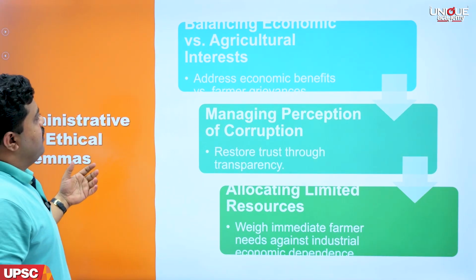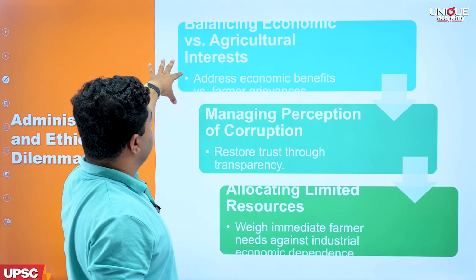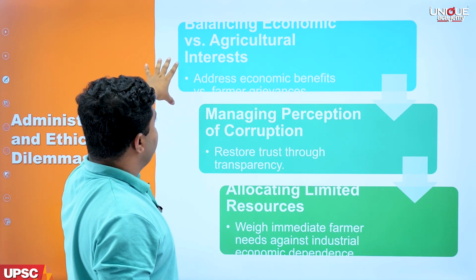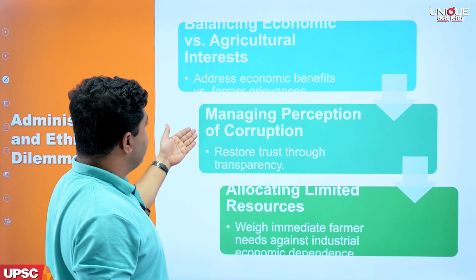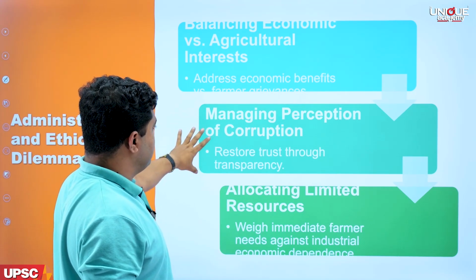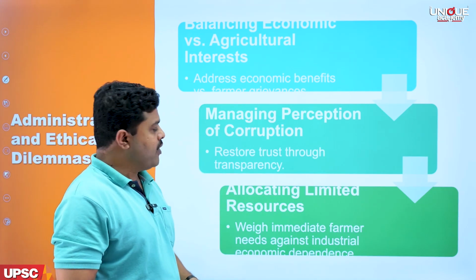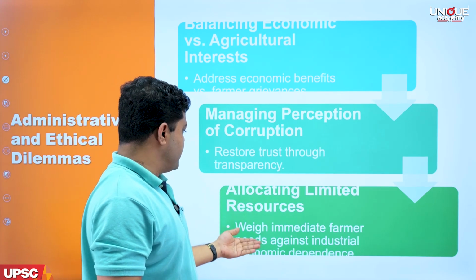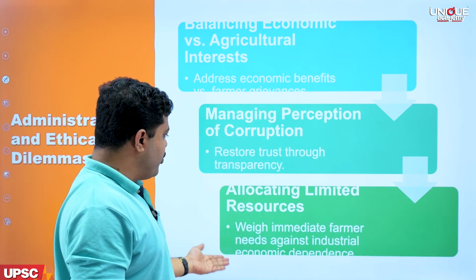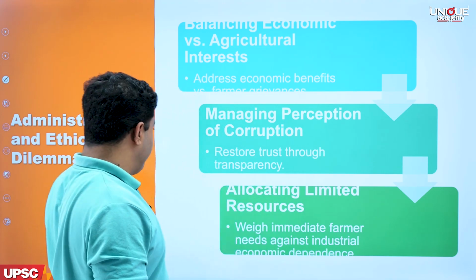इथिकल डायलेमा क्या है. फर्स्ट है बैलेंसिंग इकोनॉमिक नीड्स वर्सेस एग्रीकल्चरल इंटरेस्ट. सो यहां क्या करना है आपको, एड्रेसिंग इकोनॉमिक बेनिफिट्स वर्सेस फार्मर्स ग्रीवांसेस. सेकंड है मैनेजिंग परसेप्शन ऑफ करप्शन. सो आपको रिस्टोर ट्रस्ट करना है जो फार्मर में ब्रेक हो चुका है आपके बारे में या डिस्ट्रिक्ट कलेक्टर के बारे में. एंड अलोकेटिंग लिमिटेड रिसोर्सेस, ये कैसे करना है. तो ऑन वन हैंड यू हैव फार्मर्स, ऑन द अदर हैंड इंडस्ट्रियल इकोनॉमिक इंडिपेंडेंस. सो ये डायलेमा फेस करेंगे.